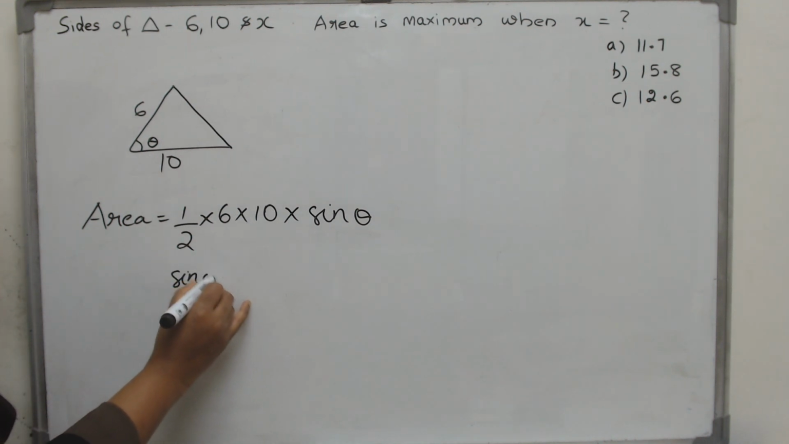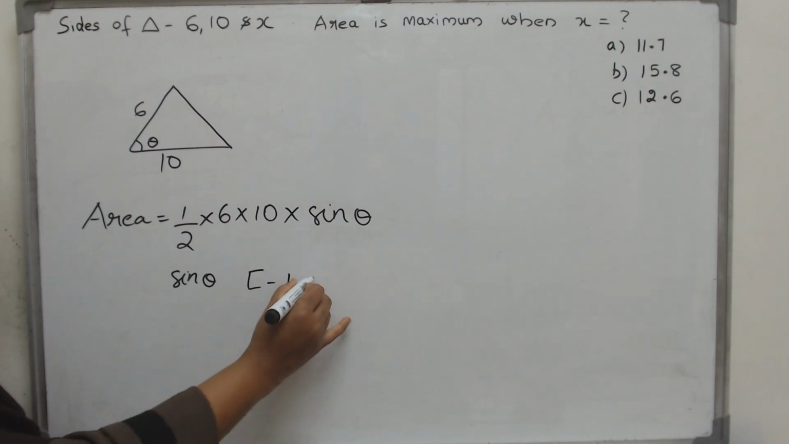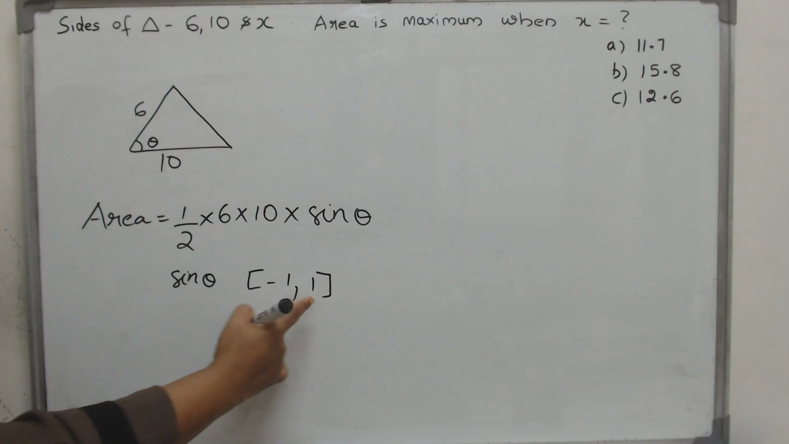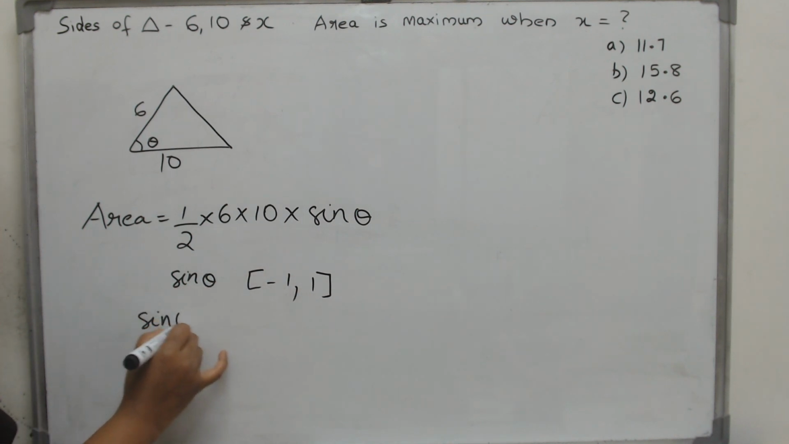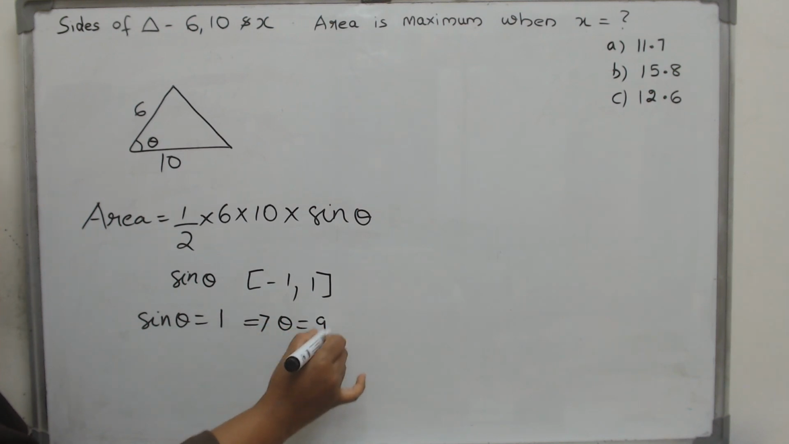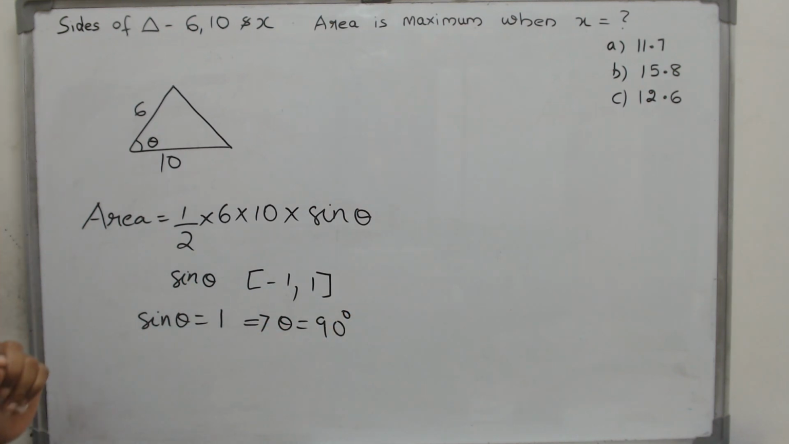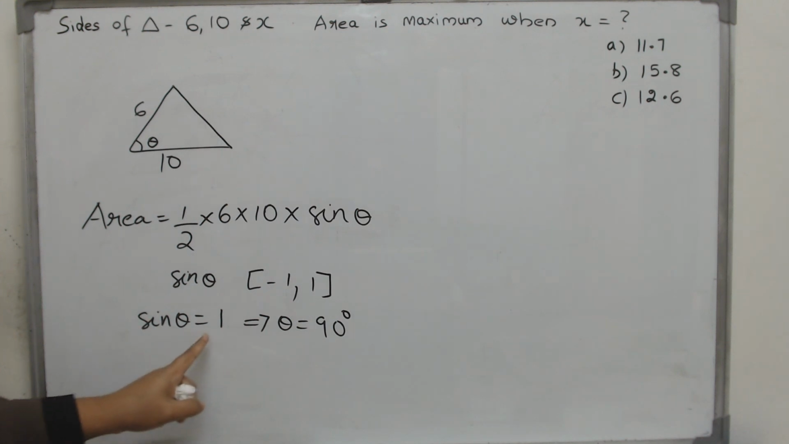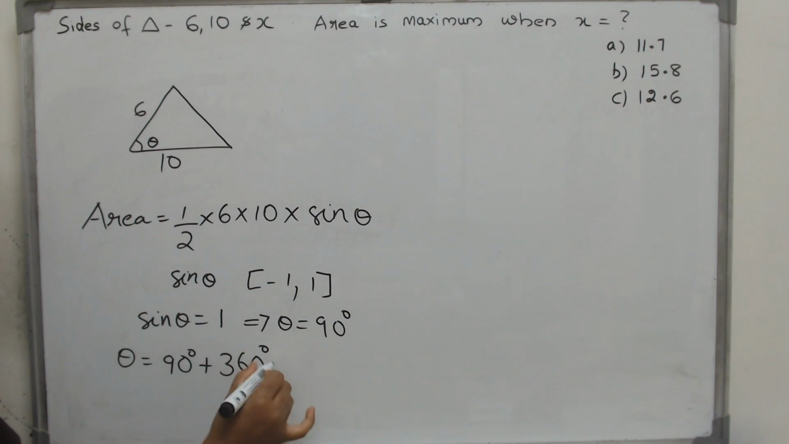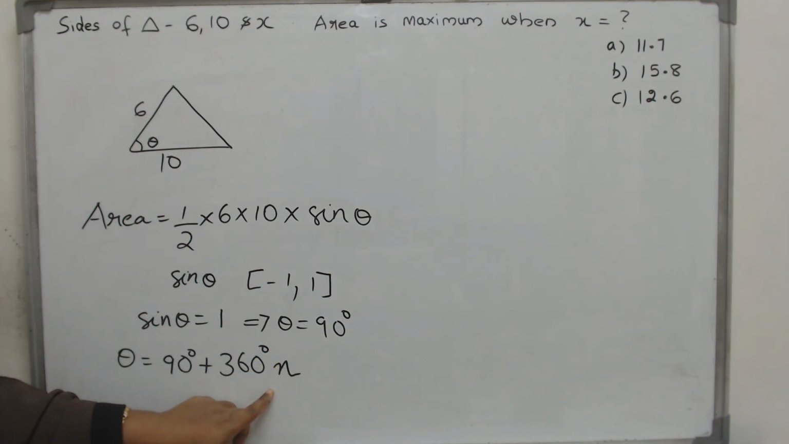What all values can the sine of any angle take? It can take values from -1 to 1. So the maximum value will be 1. So if sine theta is equal to 1, it means theta is equal to 90 degrees. One word of caution here. Sine theta is equal to 1 means theta can be any angle which can be expressed as 90 plus an integral multiple of 360. It can be any of these values.